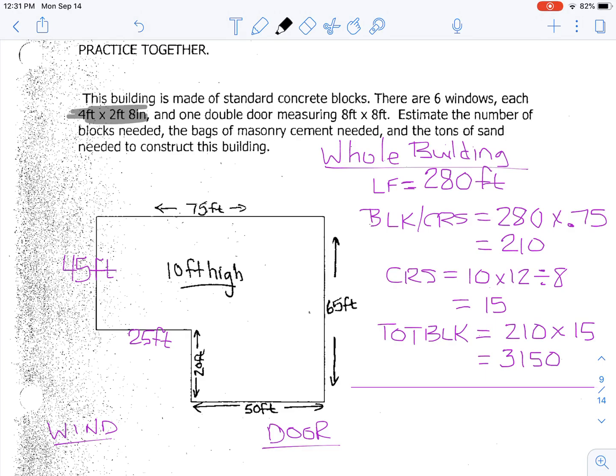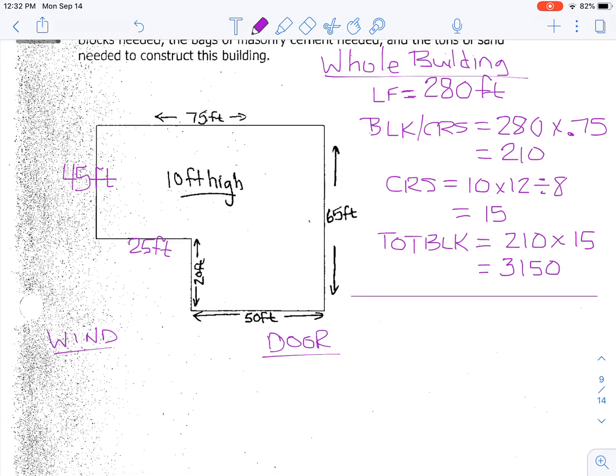Right here is the size of the window. Now for the linear feet, do not do the perimeter of that window. That's not what linear feet is. It's just the bottom length, or if the window was sitting on the ground, what part would sit on the ground? When you read a dimension like this, 4 feet by 2 feet 8 inches, the first measurement is always the width and then the height. The width is 4 feet. The height would be 2 feet 8 inches. So our linear feet for the window is just 4 feet.